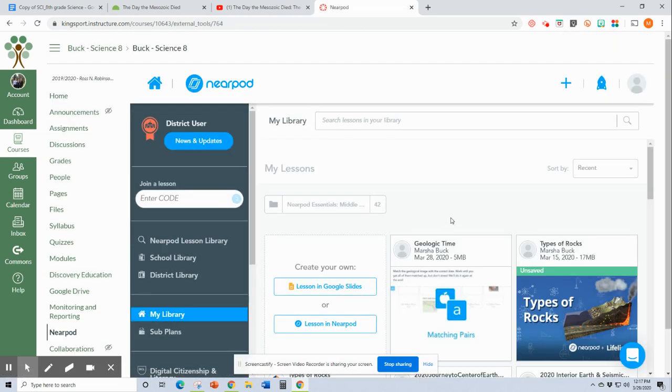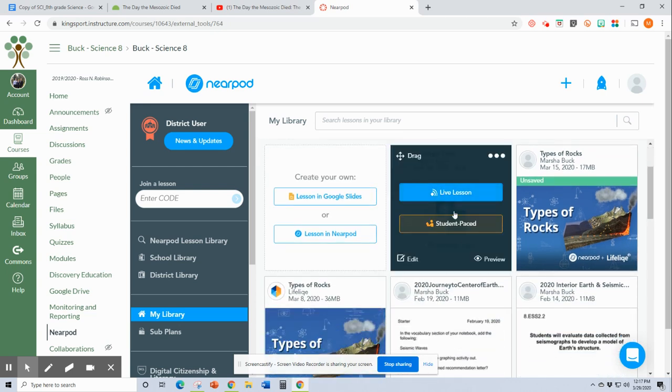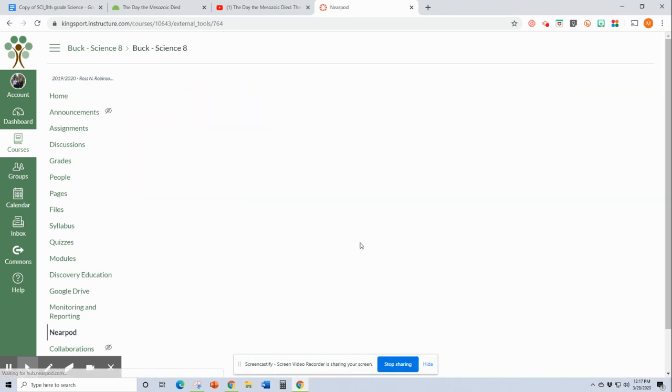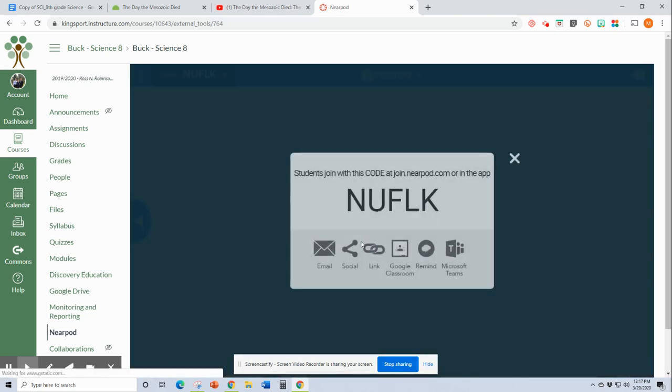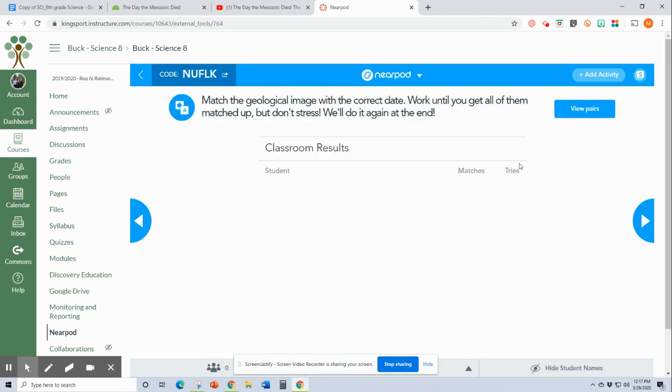And so mine looks different. I'm the person that made the Nearpod. Okay, so yours, you'll put the code in. And we'll just go ahead, let's see, we'll go right here. I guess I'll do a live lesson to have my screen be kind of full size. Let's see what happens. We'll get rid of that.